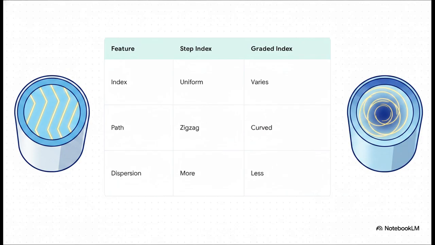First, you have the step index fiber, which has a uniform core. That means the refractive index stays exactly the same until it abruptly hits the cladding. This makes the light travel in a really harsh zigzag fashion.